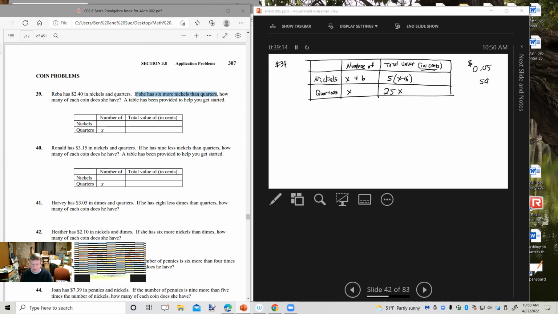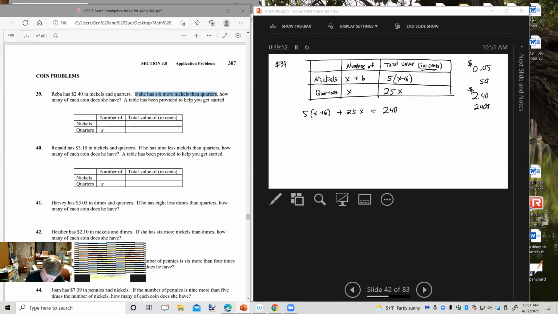All right, so what have I got? The total value of the nickels added to the total value of the quarters would be the overall total value, which was $2.40. But we need to take the $2.40 and write it all as cents. So the 5 is cents, the 25 is cents, and the 240 is cents. Any questions how I got the 5, the 25, or the 240?